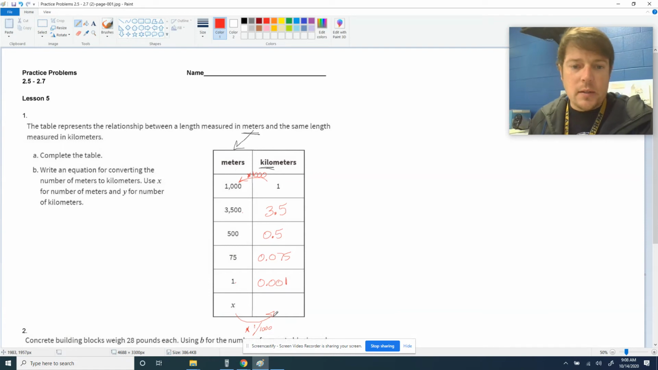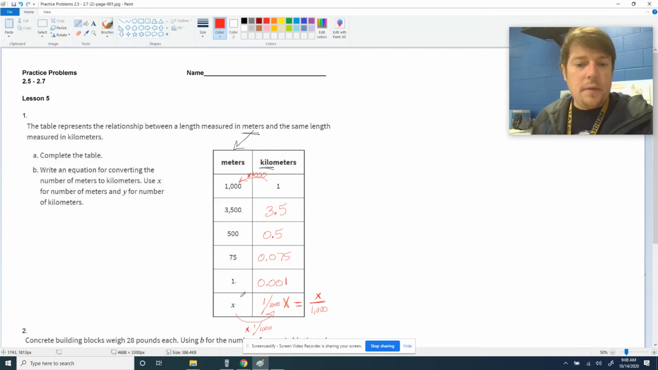And all we're doing essentially here is taking x and multiplying it by 1/1,000th. So that would be what we write here for the letter. We're taking x, multiplying it by 1/1,000th of itself, and that's telling us how many kilometers. You might also write it like this. I'll accept x as being divided by 1,000. These are equivalent to each other. You could write that as well.